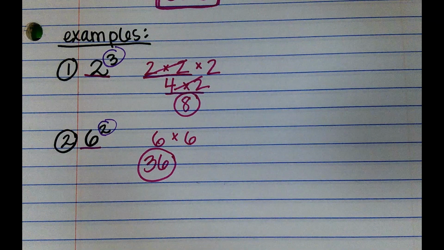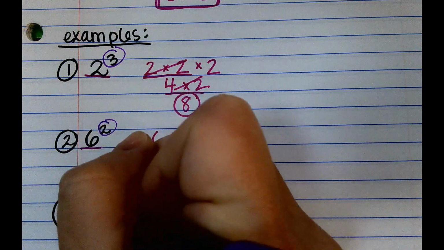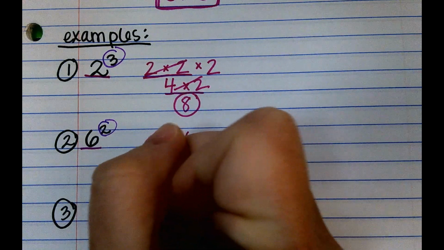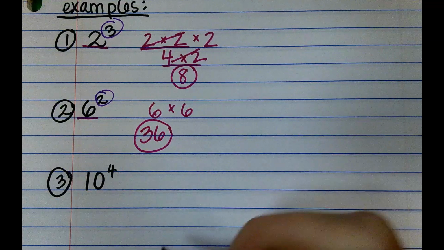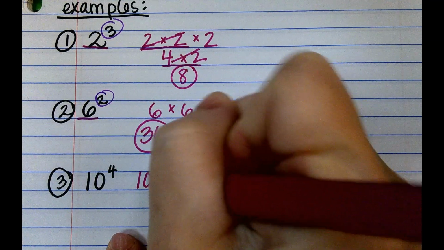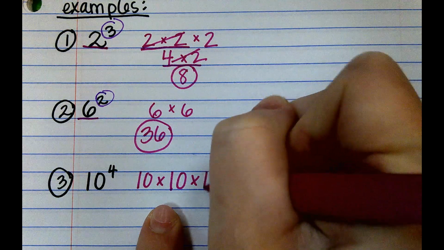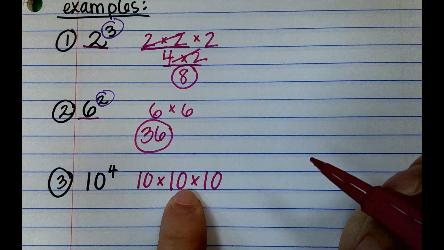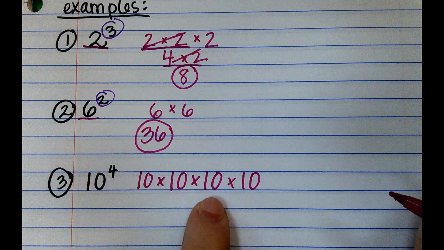Number 3, we'll try 10 to the fourth power. What multiplication problem can I write? 10 times 10 times 10 times 10. And how many times? 4. 10 times 10 times 10. One more times 10. That's 1, 2, 3, 4.